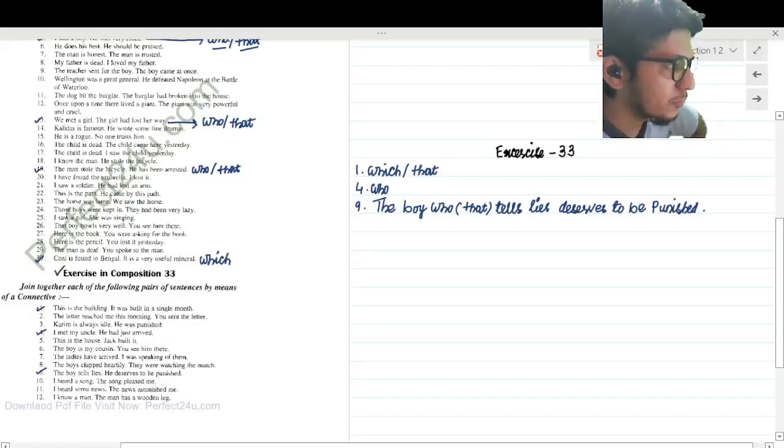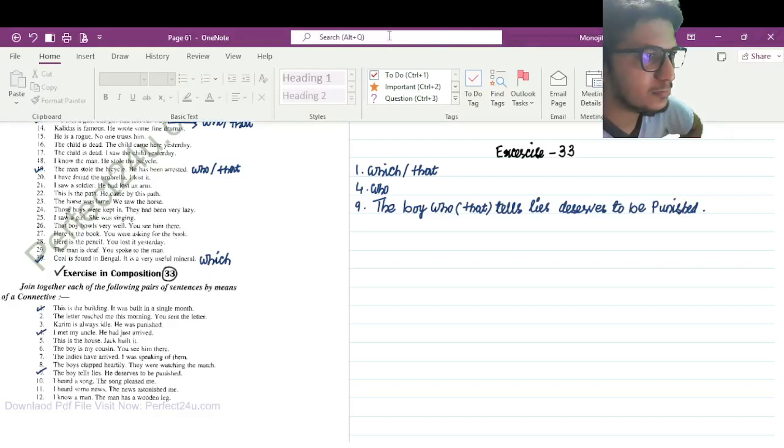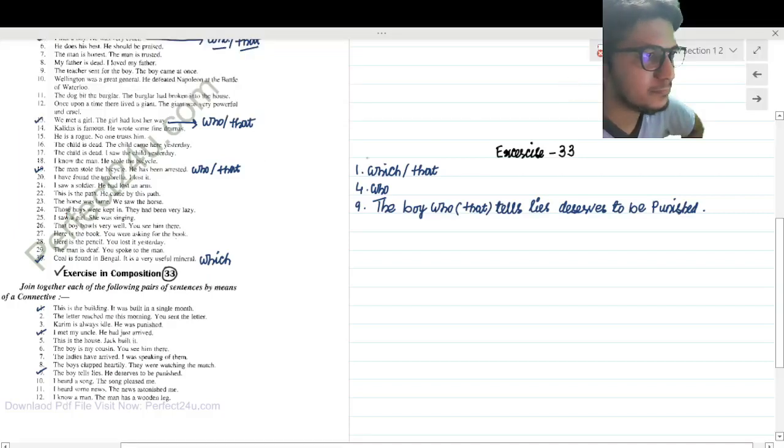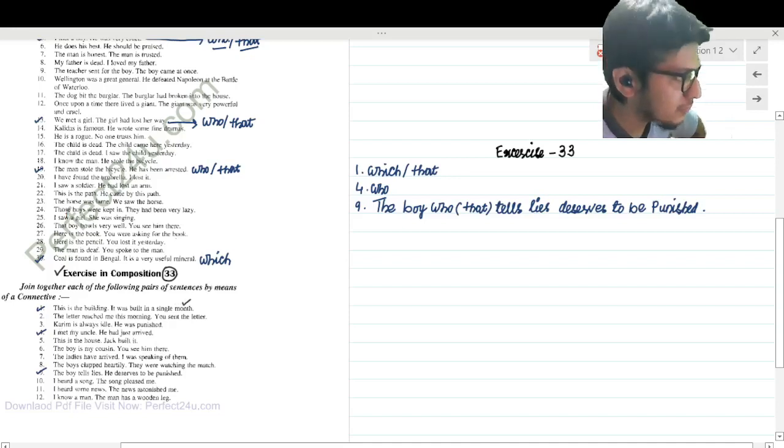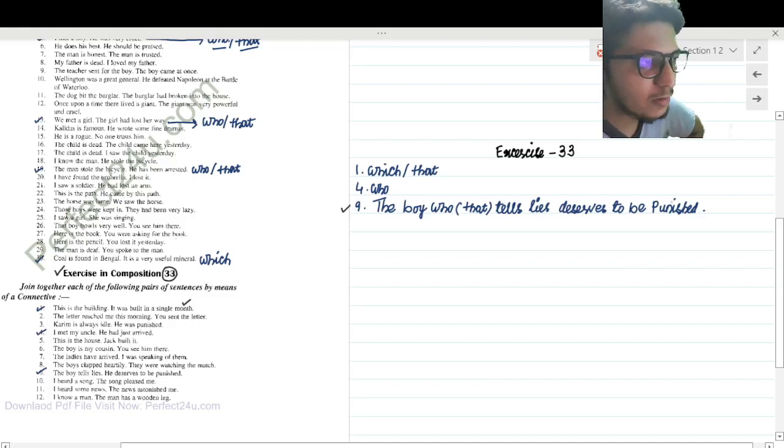So now we will do exercise 33. Join each of the following pairs of sentences by means of a connective. Question 1. This is the building which or that was built in a single month. I met my uncle who had just arrived. The boy tells lies. So the solution of question number 9 is: the boy who tells lies deserves to be punished. Who or that can be used.